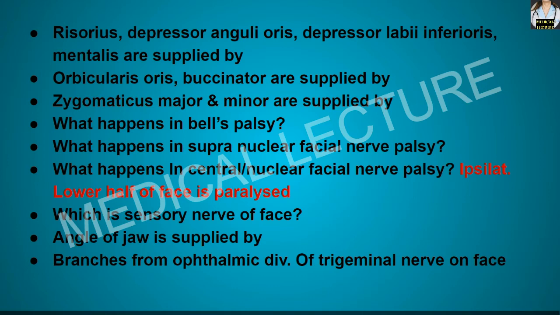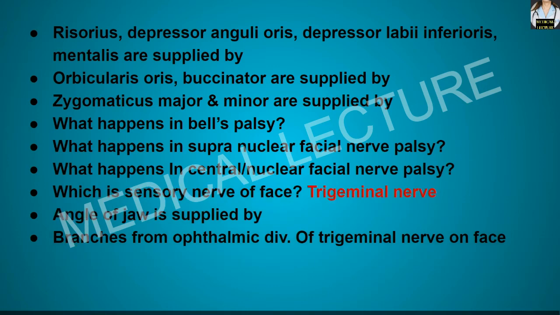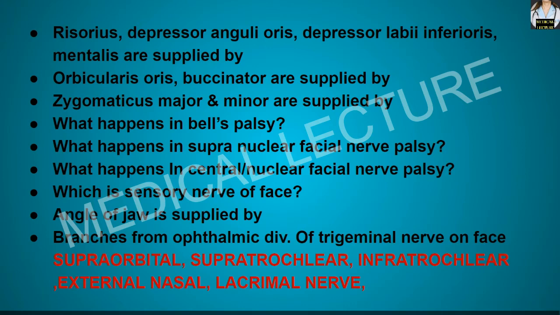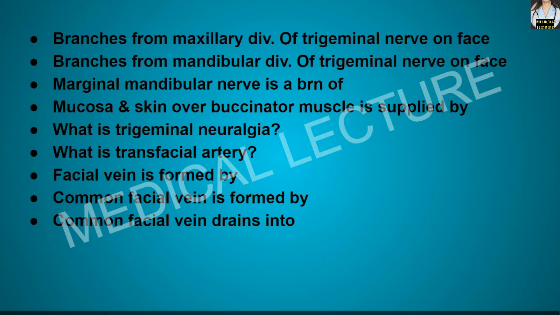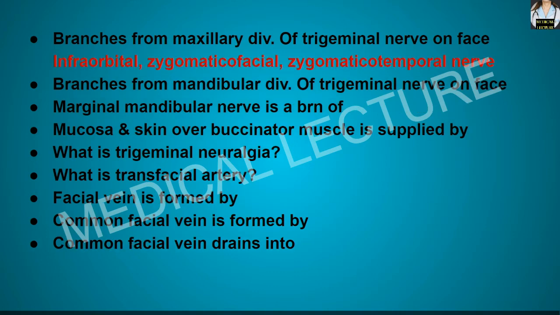Which is the sensory nerve of the face? It is the trigeminal nerve. The angle of jaw is supplied by C2 and C3. Branches from the ophthalmic division of the trigeminal nerve on the face are the supraorbital, supratrochlear, infratrochlear, external nasal and the lacrimal nerve. Now the branches from the maxillary division of the trigeminal nerve on the face are the infraorbital, zygomaticofacial and zygomaticotemporal nerves.